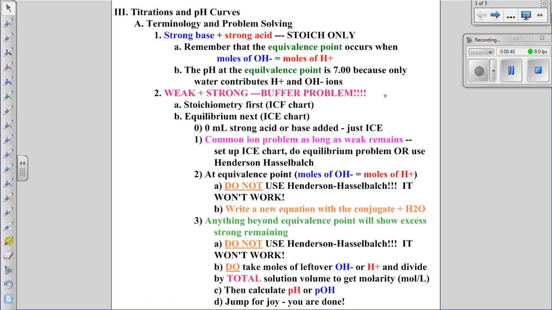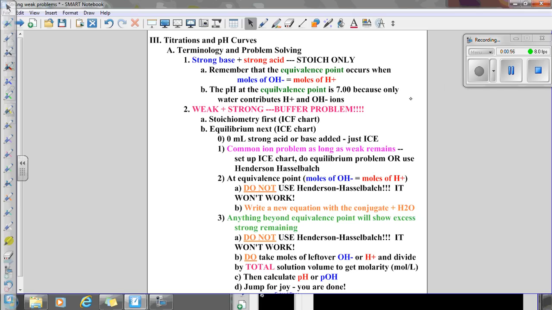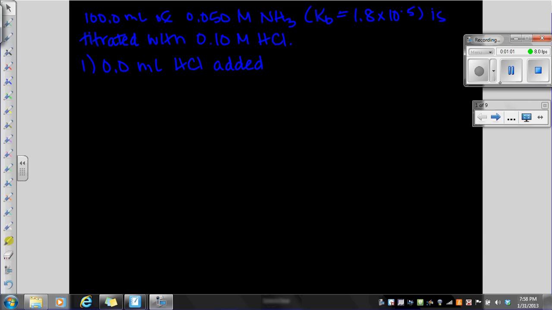So this is really a buffer problem. What we're going to do here is we do our stoichiometry first, and then we do our equilibrium or ICE chart next. So I'm going to go and start the problem. Okay, so here we've got 100 milliliters of 0.050 molar ammonia. Kb is given. We're titrating it with 0.10 molar HCl.